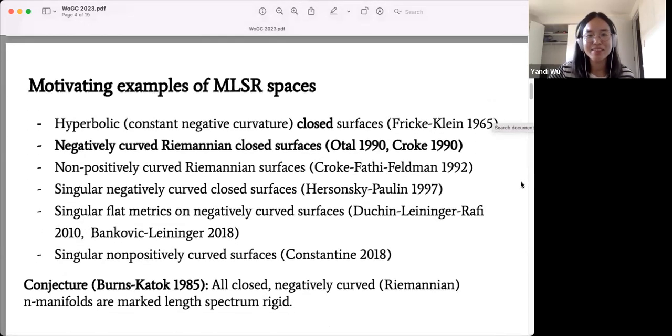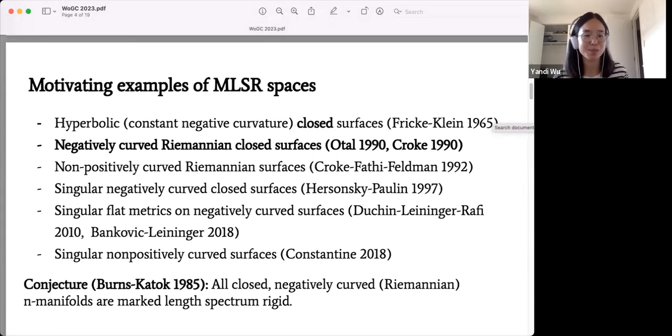You might be wondering, what are some examples of these spaces? Remember that Mostow wasn't true for surfaces, but surfaces have been shown to be marked length spectrum rigid. First of all, hyperbolic closed surfaces are marked length spectrum rigid. This is a result of Fricke and Klein from 1965. There's even a stronger statement: you only need to know the lengths of finitely many closed geodesics to determine the metric for hyperbolic closed surfaces. So these are very much marked length spectrum rigid.